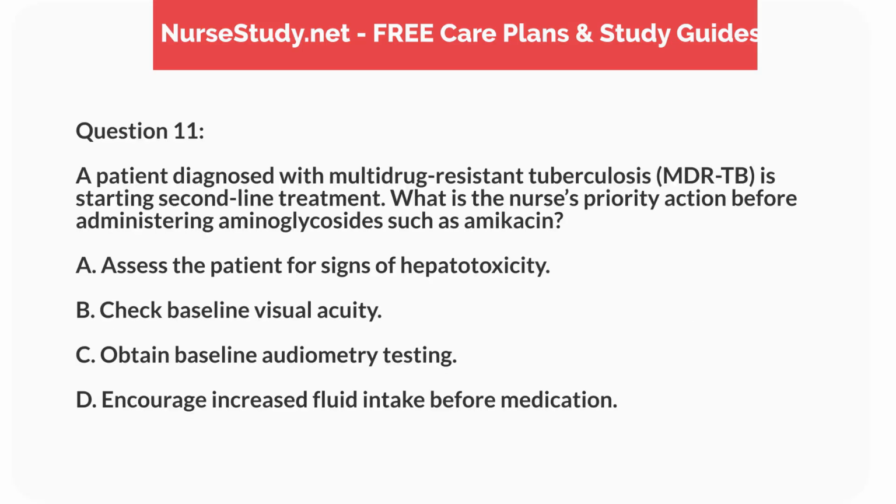Question 11. A patient diagnosed with multi-drug resistant tuberculosis, MDR-TB, is starting second-line treatment. What is the nurse's priority action before administering aminoglycosides such as amikacin? A. Assess the patient for signs of hepatotoxicity. B. Check baseline visual acuity. C. Obtain baseline audiometry testing. D. Encourage increased fluid intake before medication.